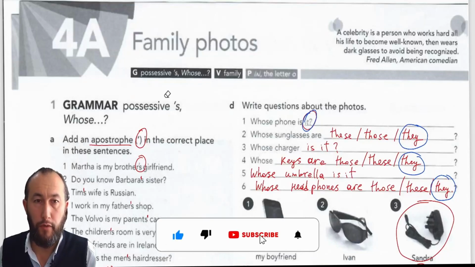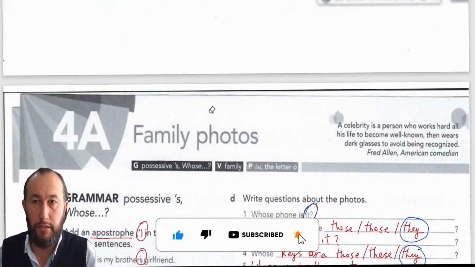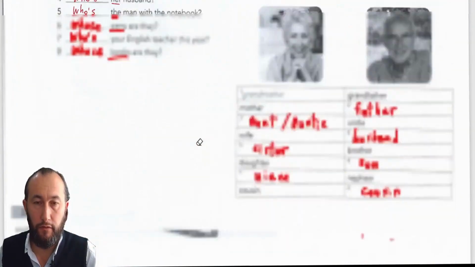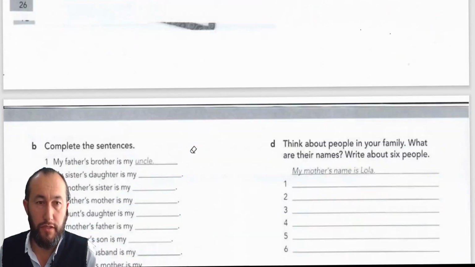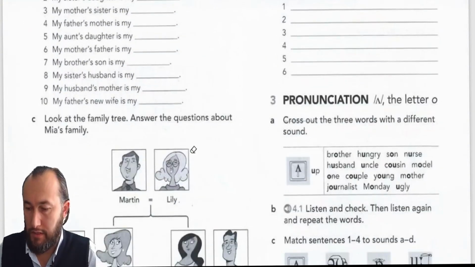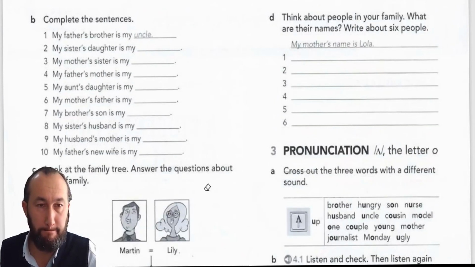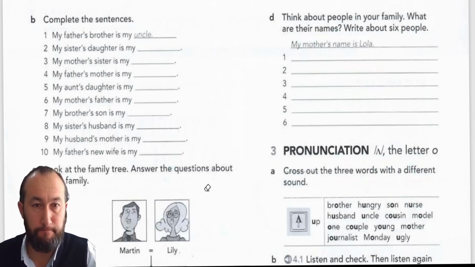Okay, so 4A, we're going to continue with page 27. 26, we did it in the previous video. And now we're going to move to page 27, 4A. That's elementary level English file, and we're doing workbook practice. Okay, so let's get started. B is asking us to complete the sentences. My father's brother is my uncle. That's correct.